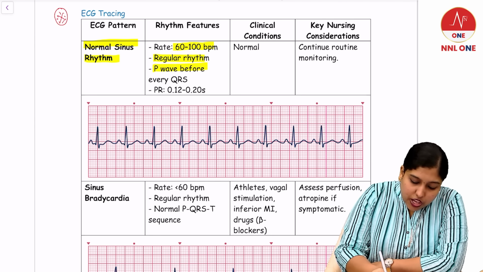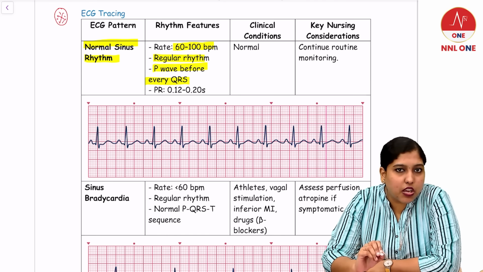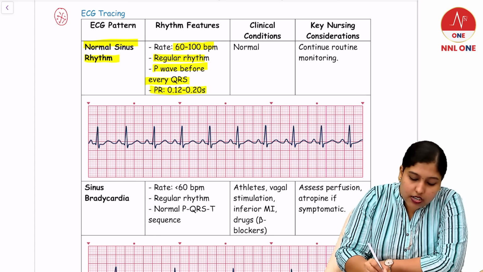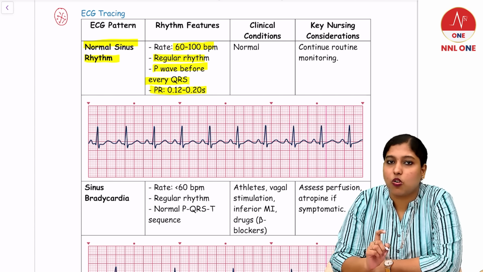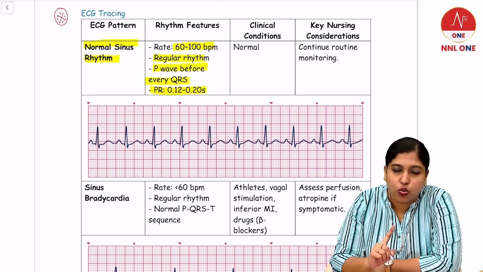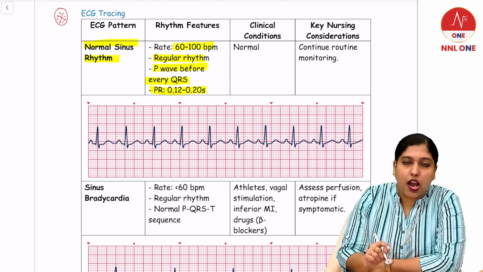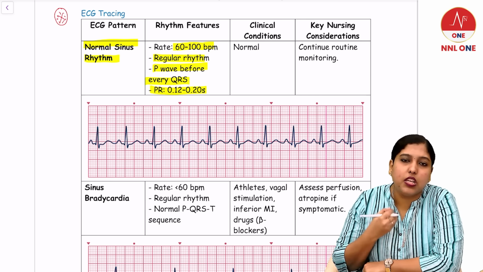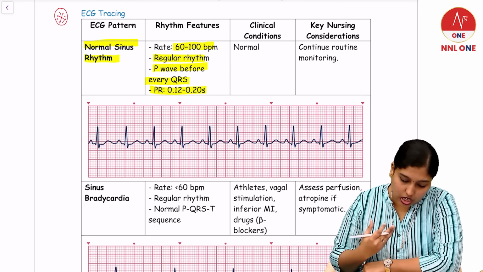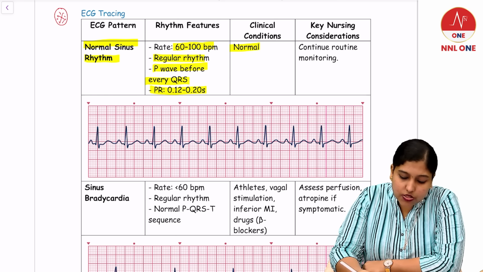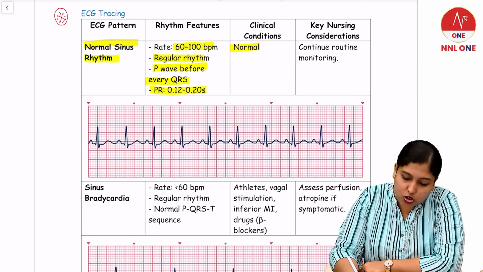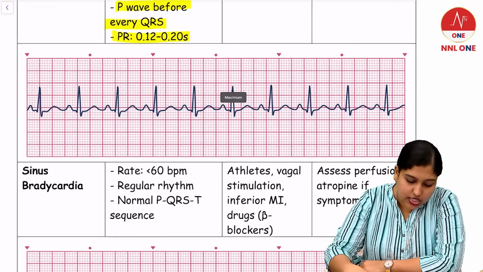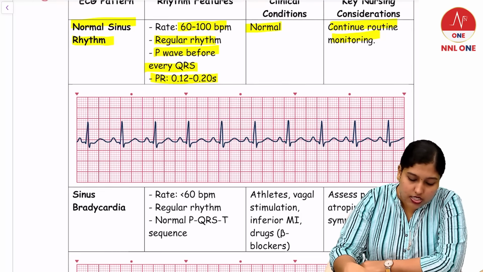Next, a P wave before the QRS complex. Every P wave has its respective QRS complex, and the PR interval, which we have discussed earlier, is always normal, that is 0.12 to 0.20 seconds. The PR interval measures the conduction of electricity from the atrium to the ventricles through the AV node. The clinical condition indicated by normal sinus rhythm is obviously normal, and you will continue monitoring. Now let's see the ECG of a normal sinus rhythm.